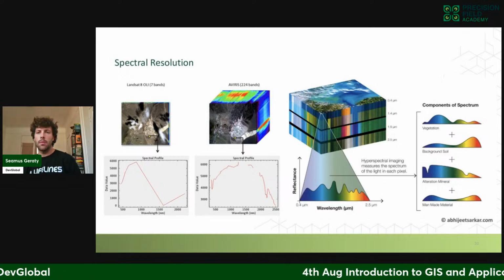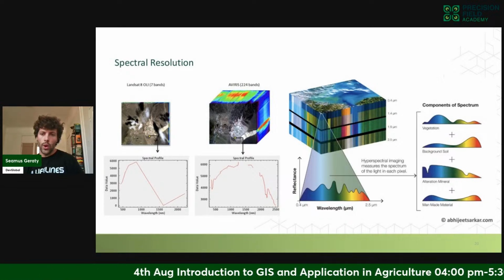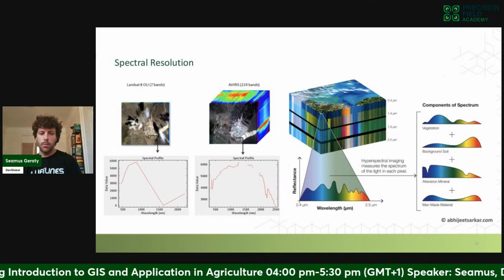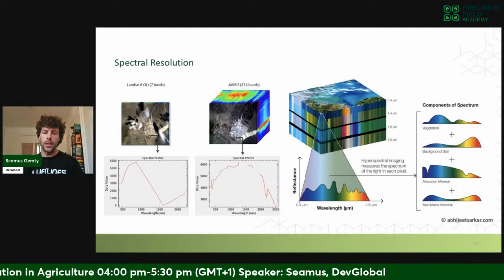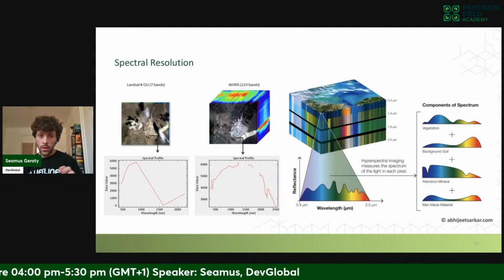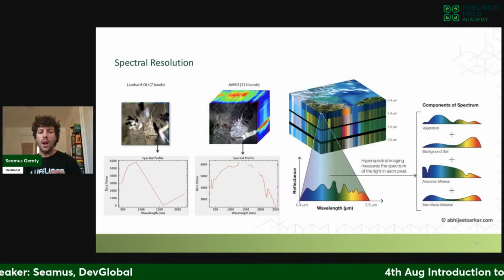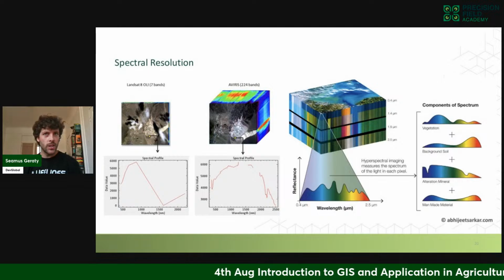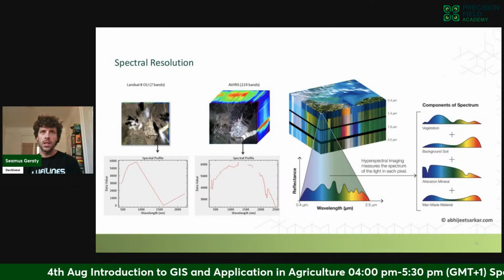Oftentimes, your use case will dictate what temporal resolution you need, what spatial resolution you need, what spectral resolution you need. If you want to understand crop health, you'll want a satellite sensor or a drone sensor that can pick up information perhaps in the red, green, and blue and near infrared, so you can run a normalized difference vegetation index to understand the health of the crops.